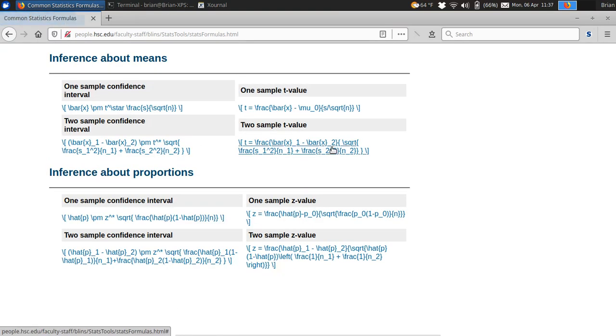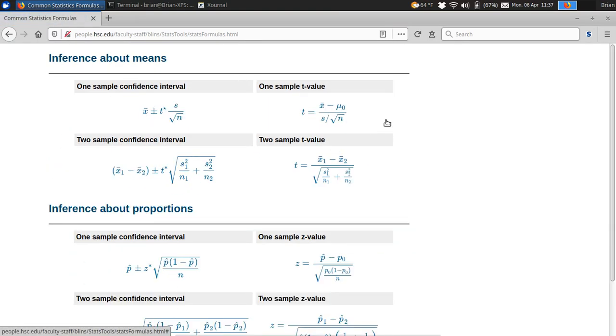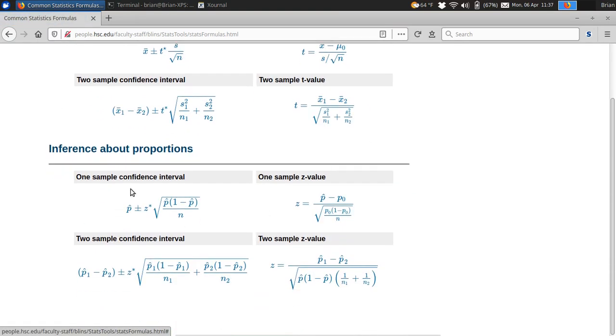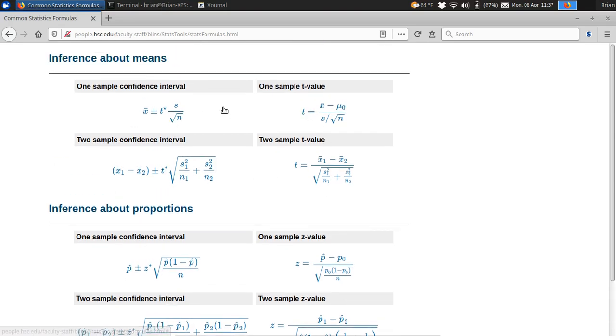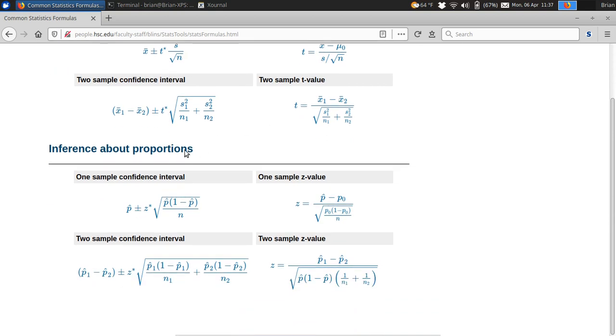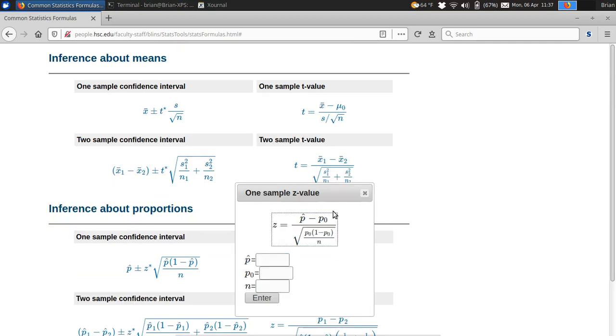Just click on that. And here are the 4 different formulas for doing inference about proportions. Last week we were talking about the 4 formulas for t-tests and t-confidence intervals when you were talking about averages of a quantitative variable. This week we're going to be talking about proportions of a categorical variable, like were you right or wrong. And in this case, the formula I want is this one. It's the one sample z-value that lets you do a hypothesis test.